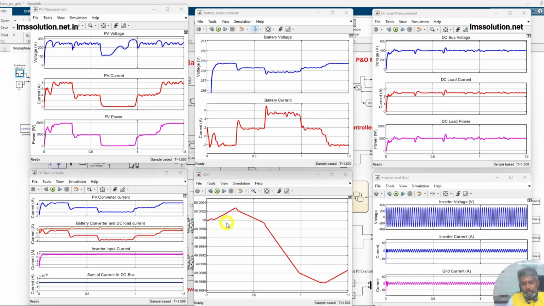Next comes the SOC of the battery. So here you see that the battery is in charging mode.